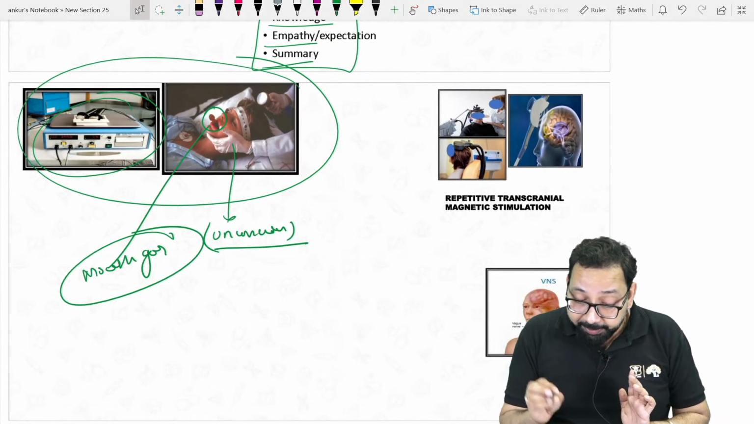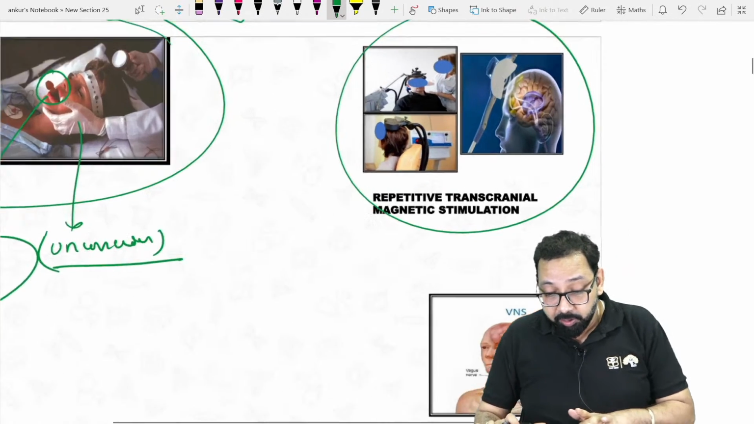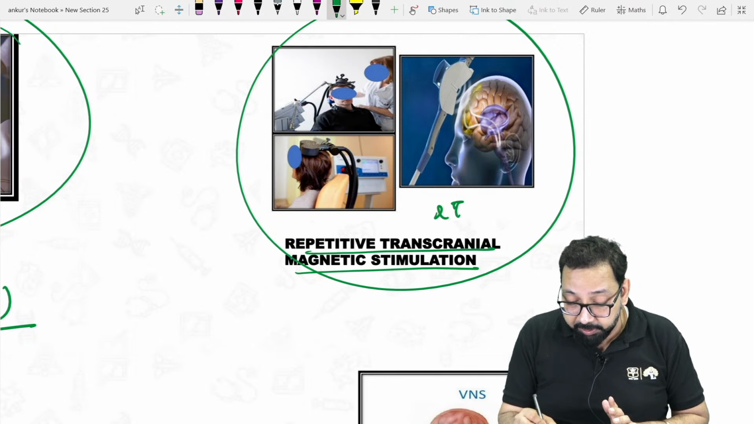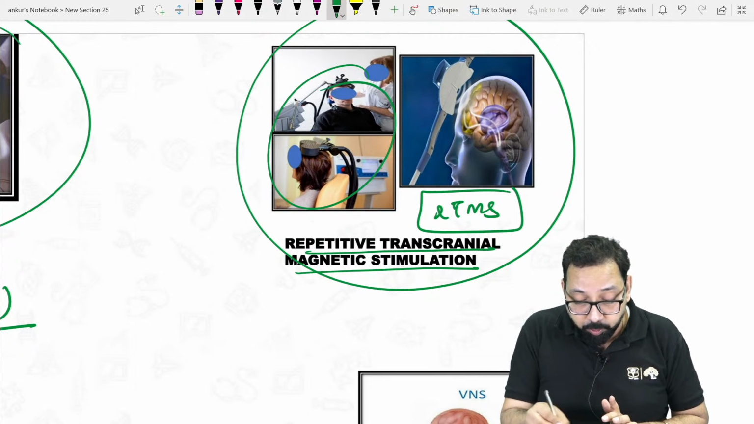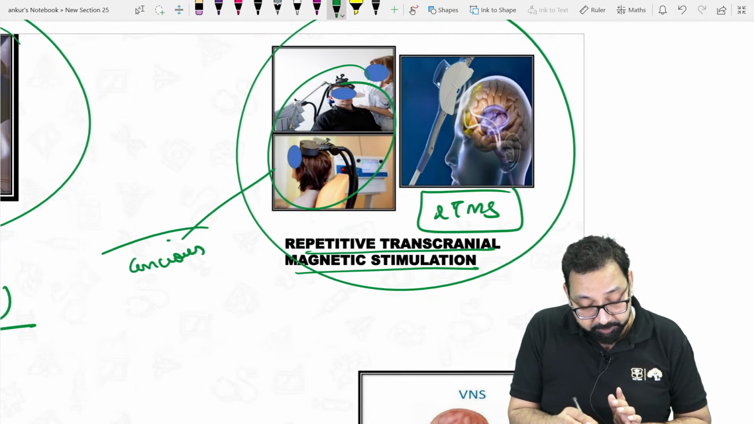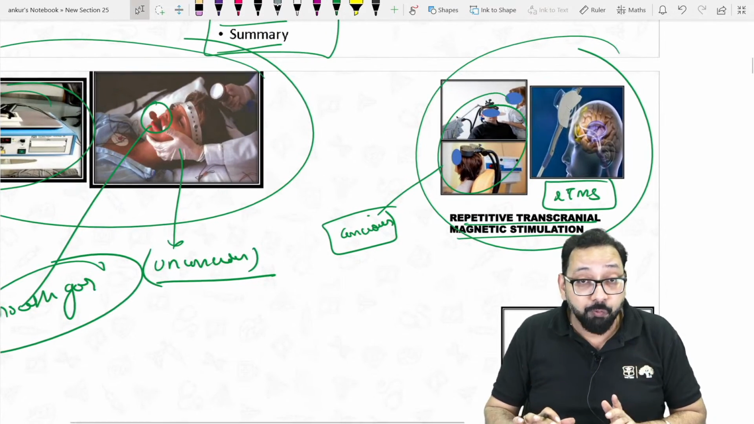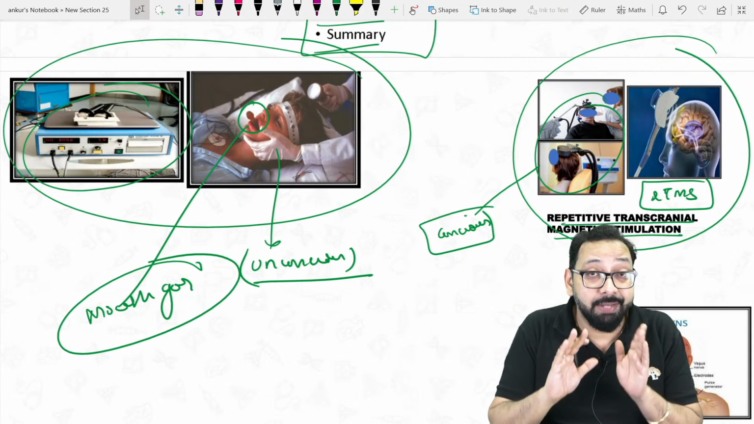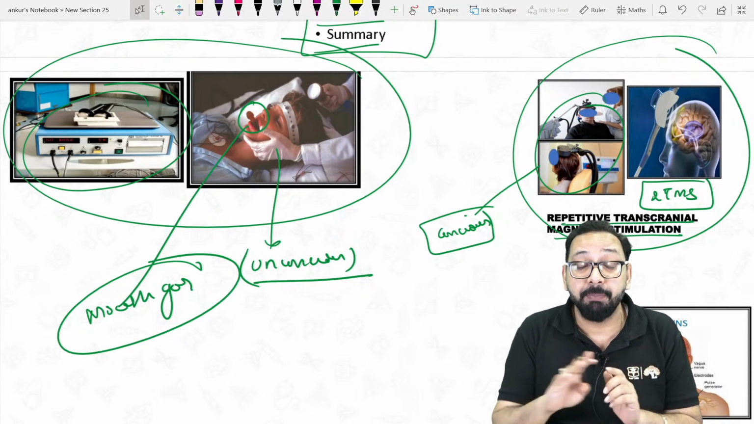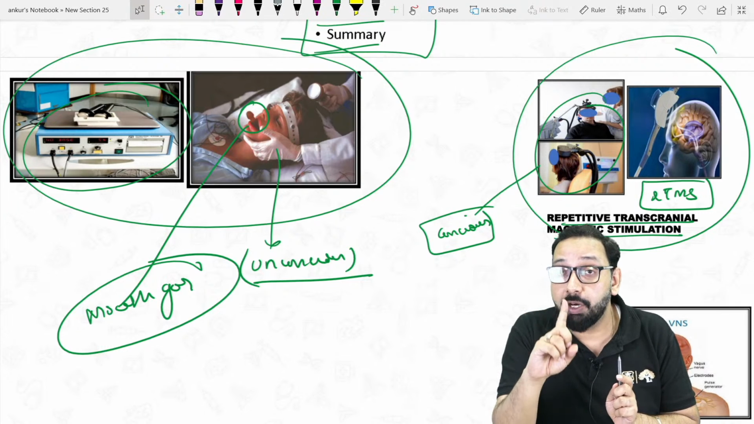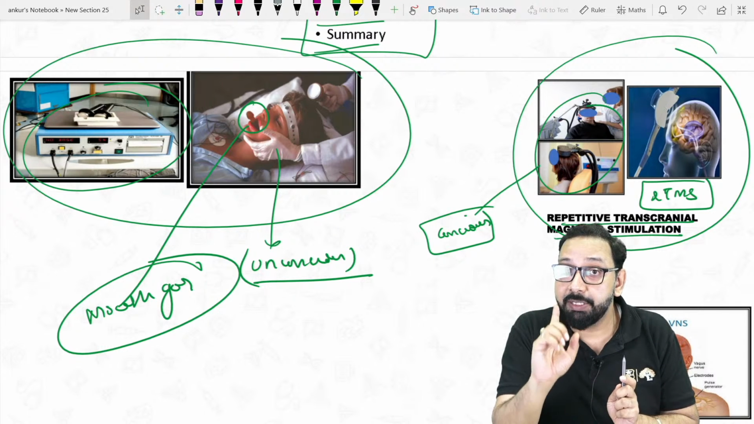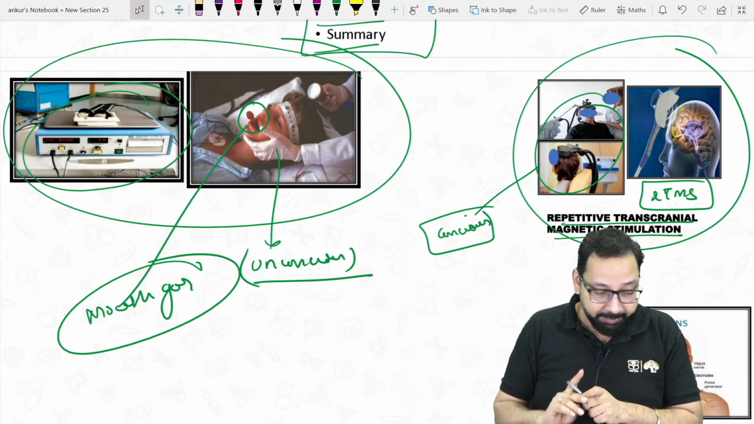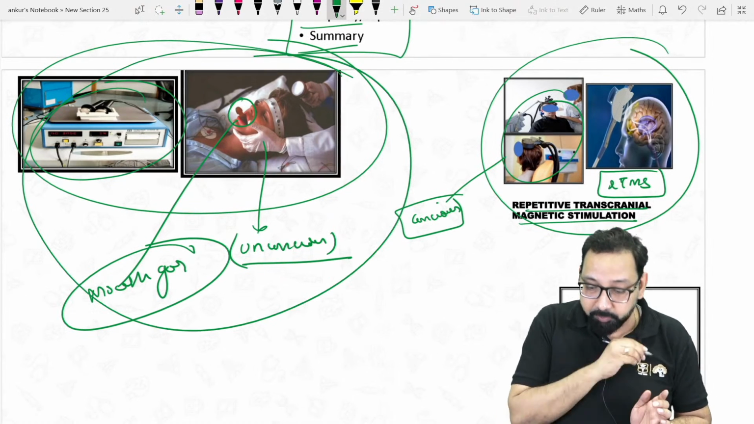You will remember a similar looking picture, that is repetitive transcranial magnetic stimulation, RTMS. In this the patient is conscious. So wherever you find ECT, the patient would be unconscious. Why unconscious? Because direct ECT is totally banned, meaning you can't give direct ECT. If you want to give ECT, you will give the patient general anesthesia and muscle relaxant. That is called indirect ECT.